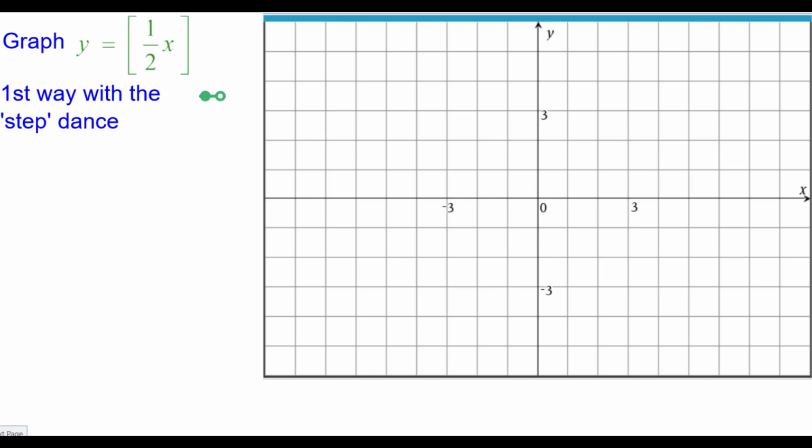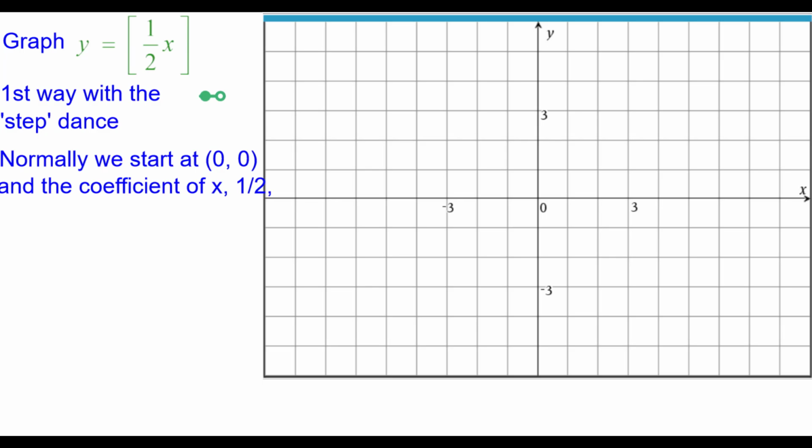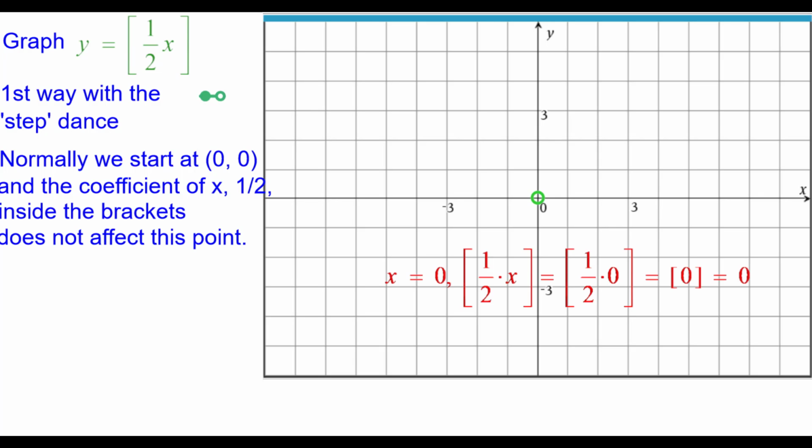The first way is with what we call the step dance. Normally we start at the origin, and the coefficient of x, which is 1/2, inside the brackets does not affect this point. As you can see, when x equals 0, 1/2 times 0 is 0. The greatest integer is 0.